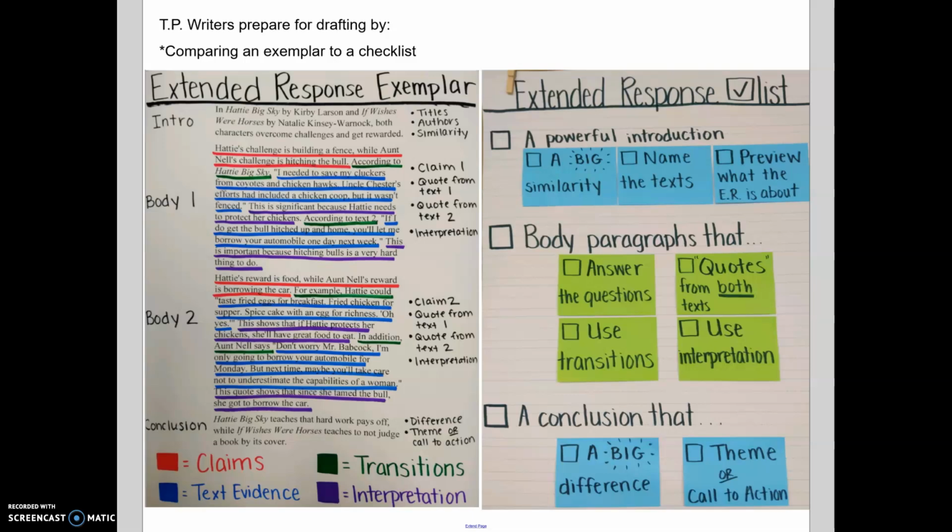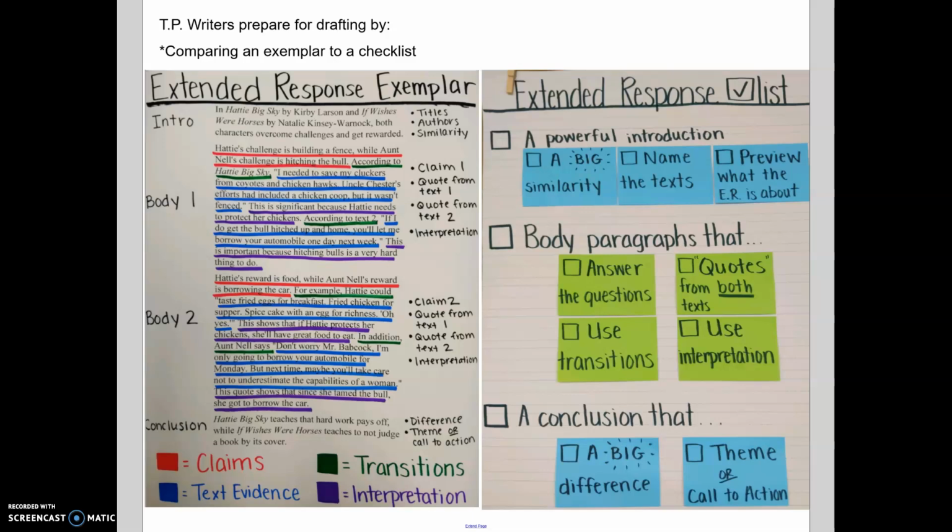In our 2 body paragraphs, we're going to start with a claim that answers one of the questions. We're going to give a quote from both texts, one from each text. We're going to use transitions to introduce our evidence, and after our evidence, we'll use interpretation to explain how that evidence supports our claim. In our conclusion, we're going to give a big difference between the 2 texts, and we can either give a theme or a call to action.